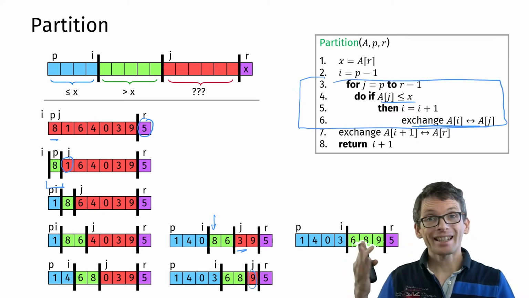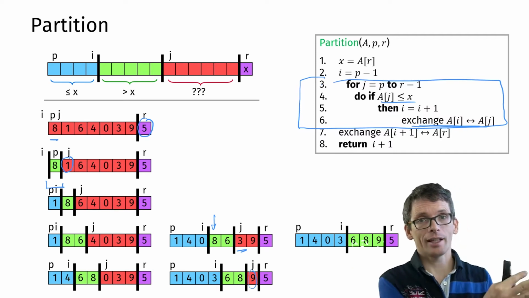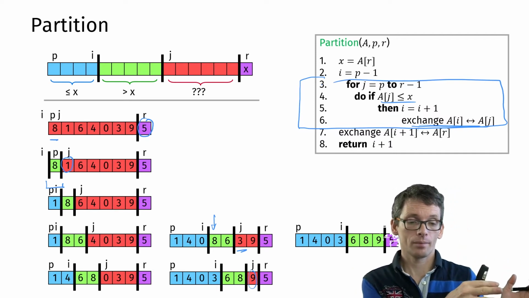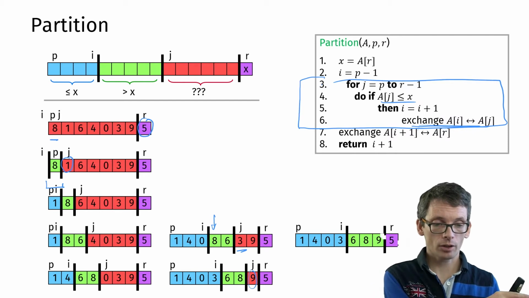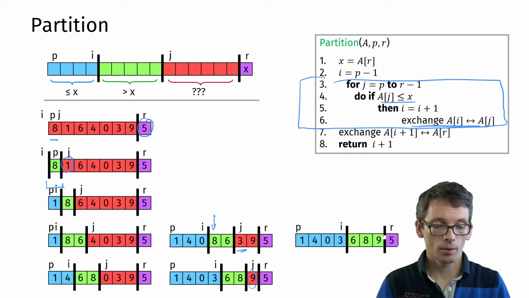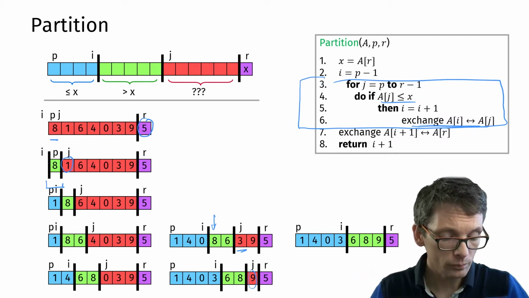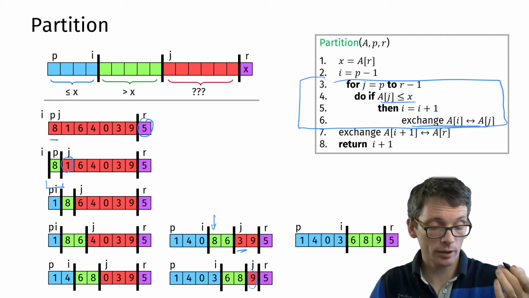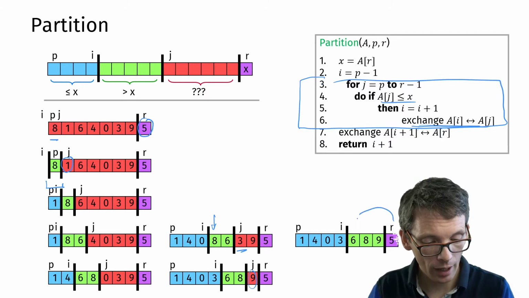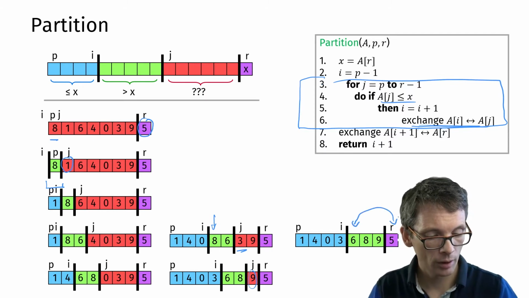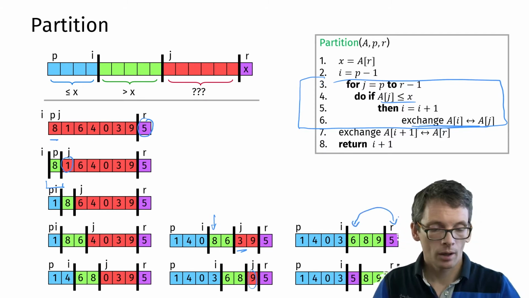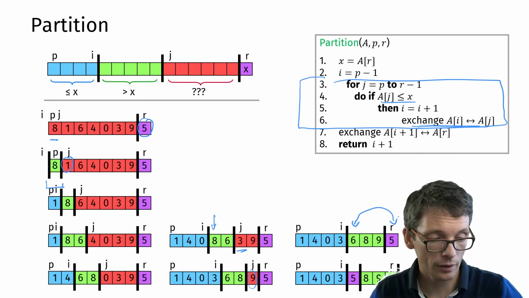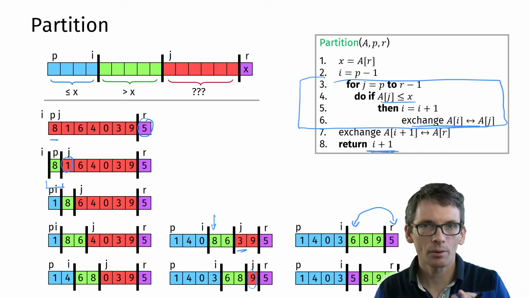Now I'm done except that 5 is at the end and it shouldn't be there. 5 should actually be, you could say, in the blue part. How do I get 5 there? Easy. I do what I did previously with elements that were smaller than 5. I'm going to swap 5 and 6. And now I have exactly the structure that I want to have. I'm going to return i plus 1.